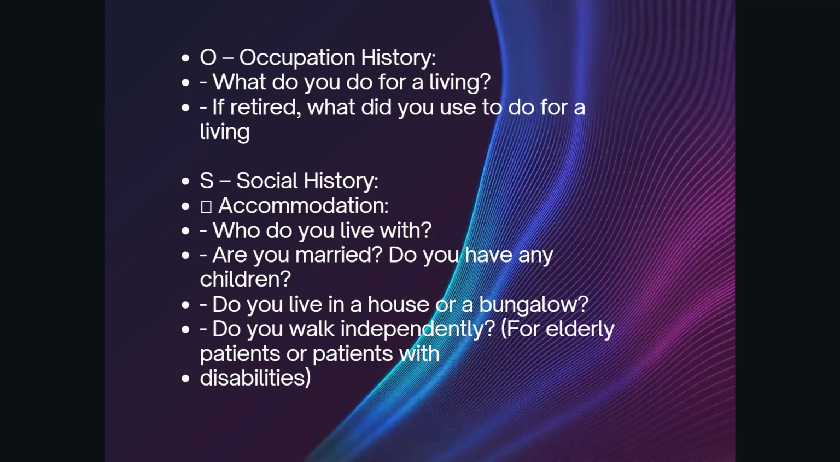Social history, accommodation. Whom do you live with? Are you married? Do you have any children? Do you live in a house or a bungalow? Do you work independently for elderly patients or patients with disabilities? Why is social history very important? Let's imagine you're going to prescribe a painkiller, specifically something like codeine or morphine. One of the side effects of codeine and morphine is dizziness.